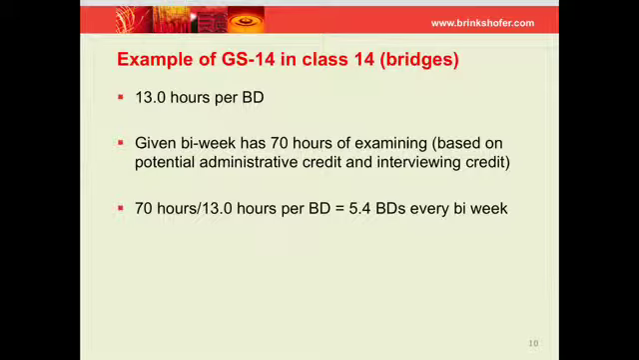Now, given that example, you have 70 hours divided by 13, which is the balanced disposal. So basically, the examiner needs to, in that 2-week period, have 5.4 balanced disposals each bi-week in order to meet the examiner's production.